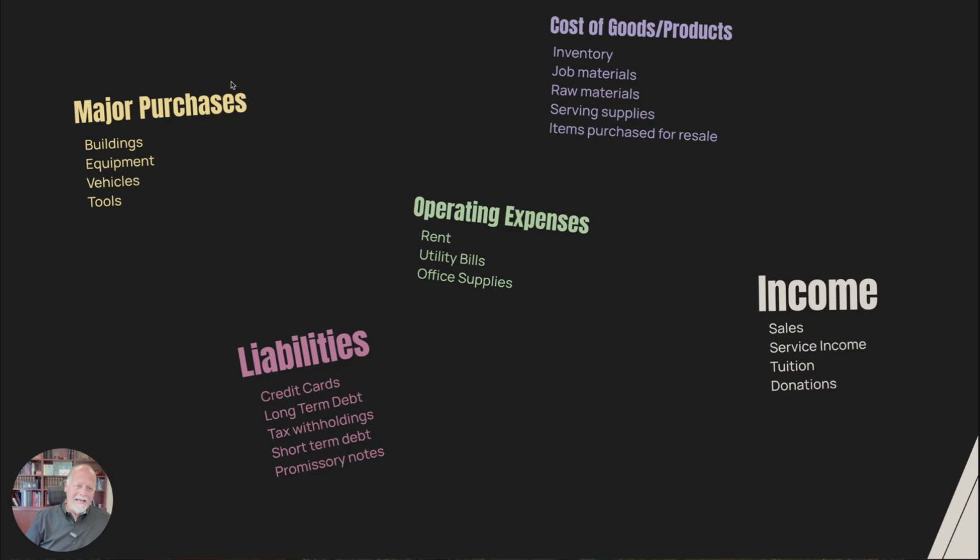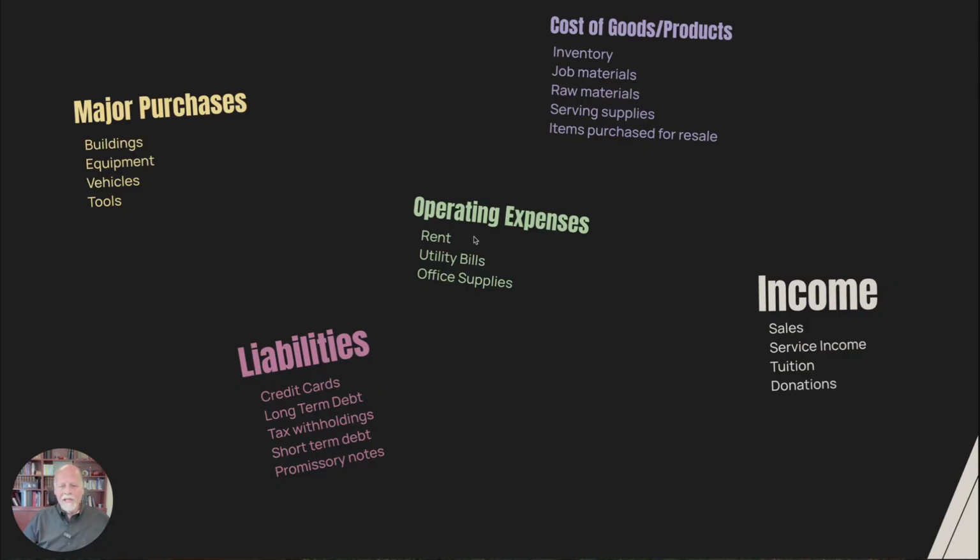Your business has many things that you'll need to track. First, we have your assets or your major purchases. These would be things like your building, your equipment, vehicles you may own, or tools that you've purchased to be able to run your business. You may also have liabilities. These would be things like credit cards, long-term debt, tax withholdings, either sales tax or payroll tax, short-term debt, or maybe promissory notes. This is money that you owe to other people.